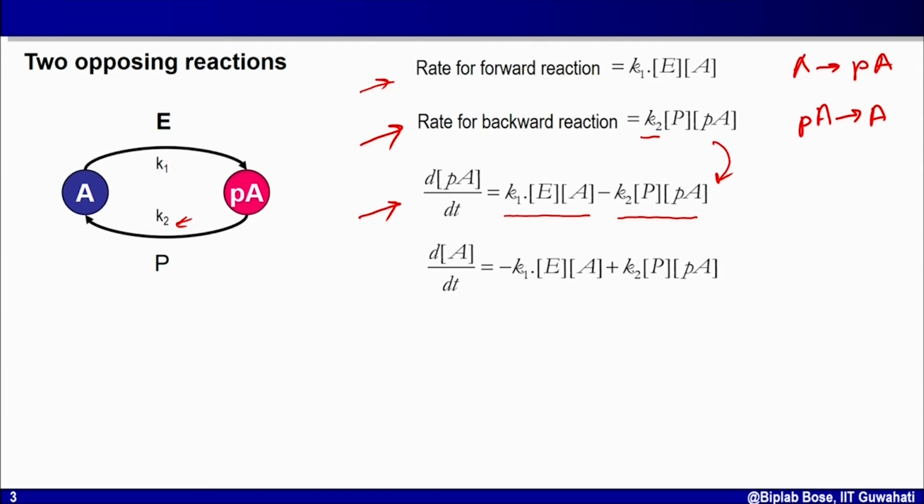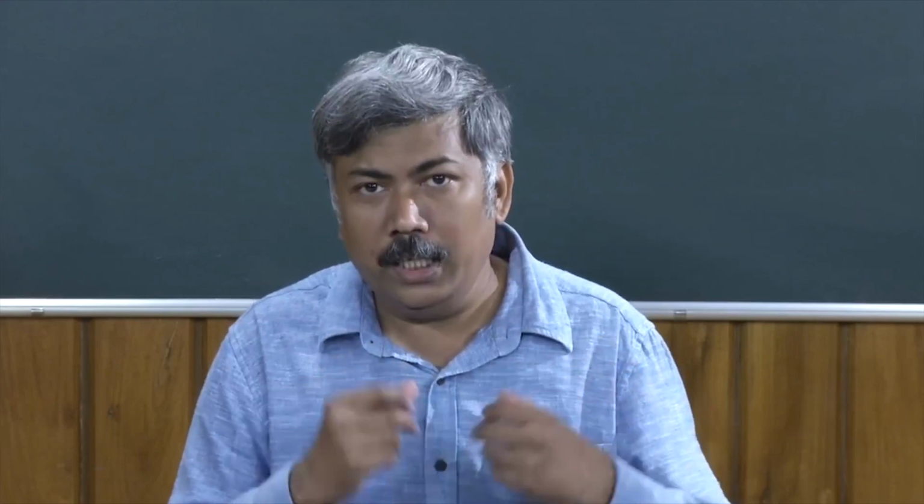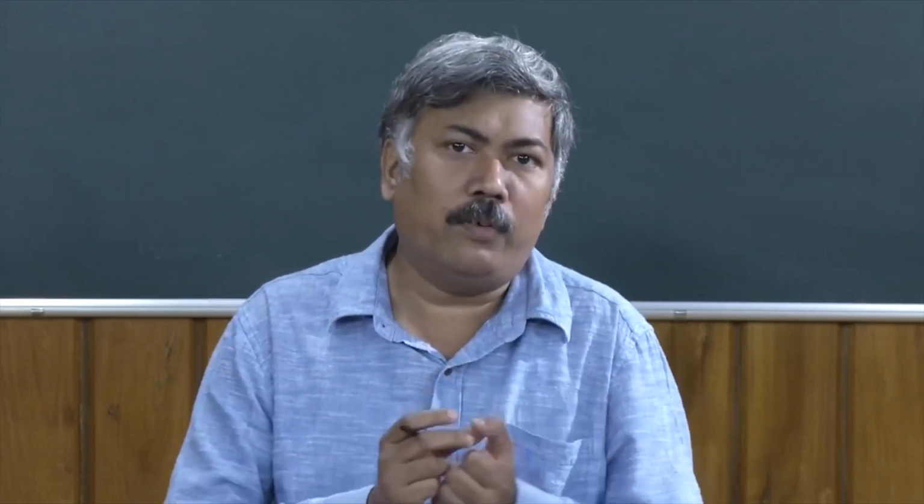For A, the equation will be just the same with a minus sign, because from A, PA is formed. So dA/dt is equal to minus K1 E A, with a minus sign here, and plus, because the reverse reaction is forming A, so plus K2 into P into PA. So what I have is a reversible reaction where A is getting phosphorylated to PA by an enzyme or a kinase called E, and PA is dephosphorylated by a phosphatase P, and I have two ODEs, one for PA, the other one for A.